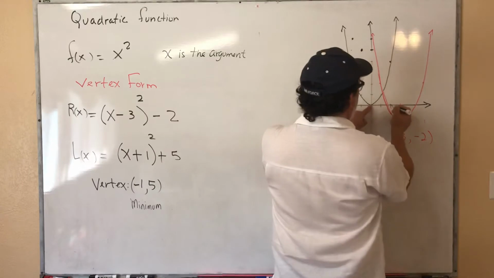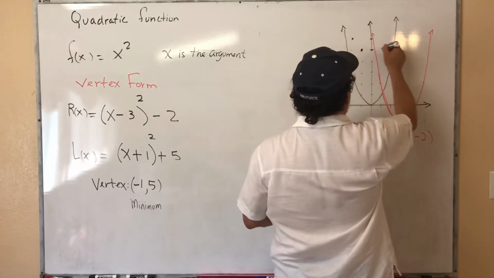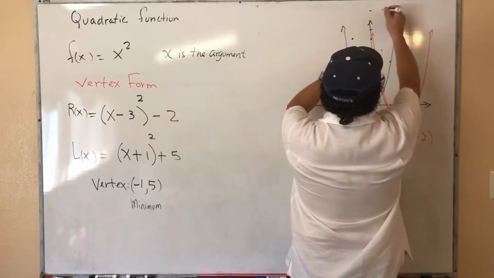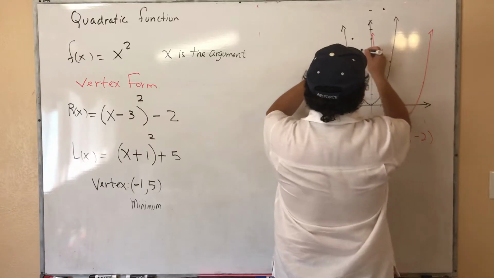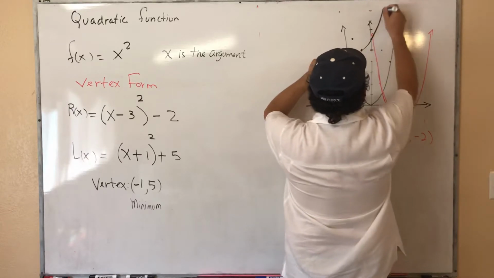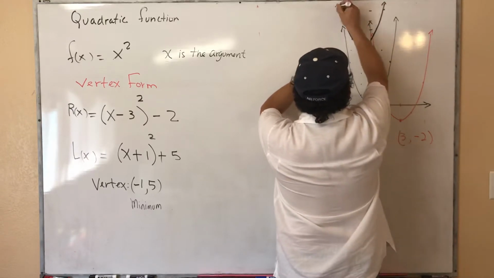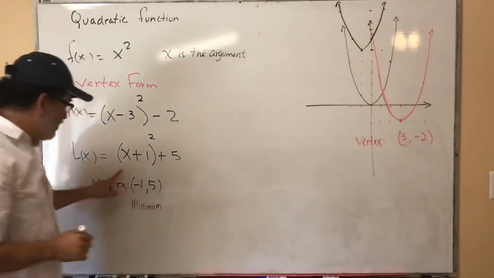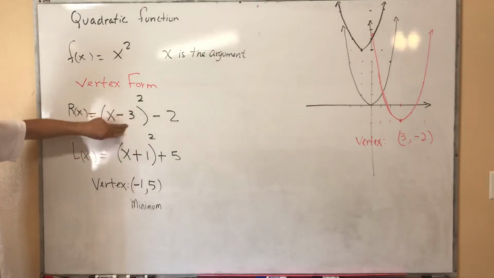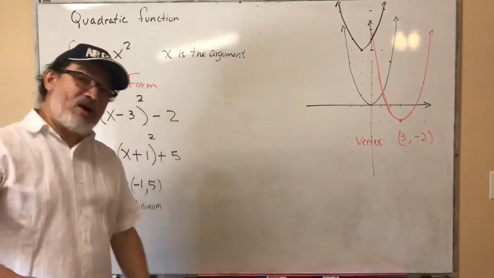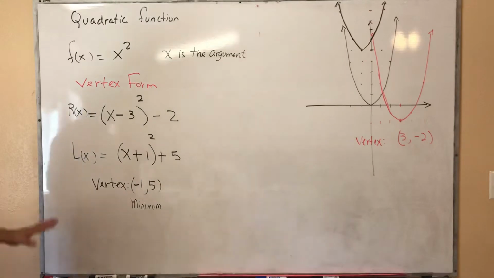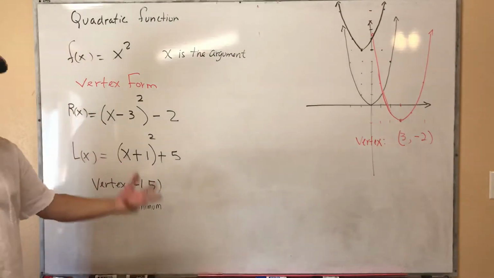Twice to the right for this one, how many up? 4. 1, 2, 3, and 4. Twice to the left, how many up? 4. And this is the new parabola. Copy this one. Okay. So this is in vertex form. So therefore, good class, here is what I'm trying to get to. Okay?